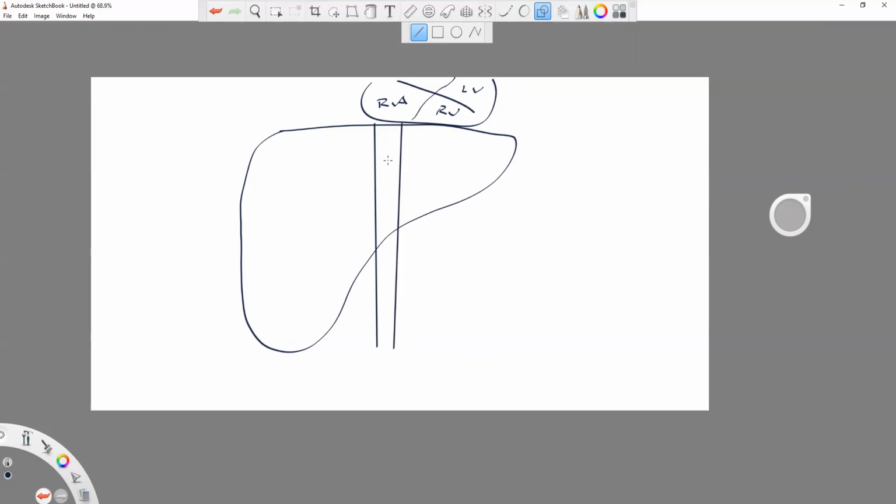Okay, IVC comes up like that. Aorta is going to come up on the other side, but we don't need to draw that right now. And then there's going to be, wow, that's pretty bad. It's one of my worst, but that's okay. There's going to be a right, middle, and left hepatic vein.